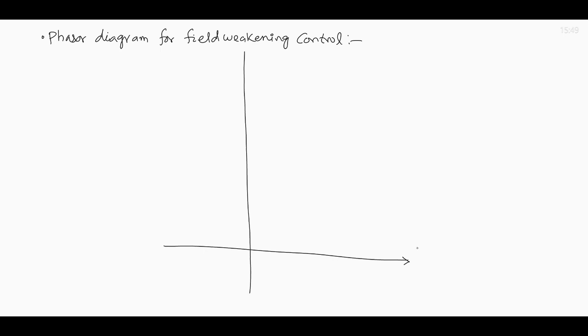Horizontal axis is the D axis, vertical axis is the Q axis. D and Q axis reference frame is rotating at synchronous speed omega E. So, for constant torque operation, we have this flux triangle.